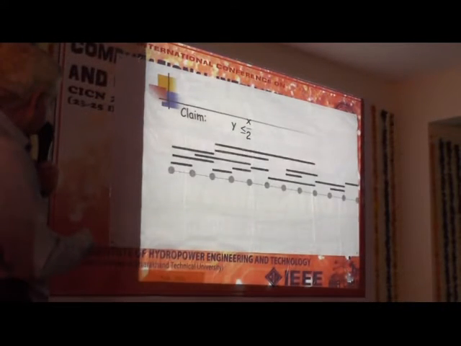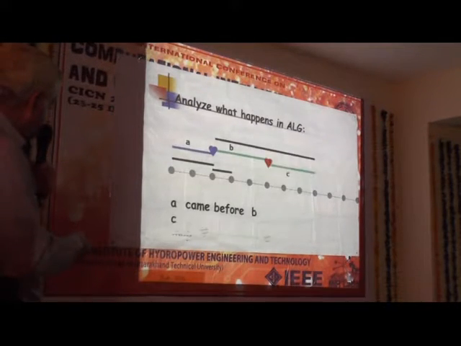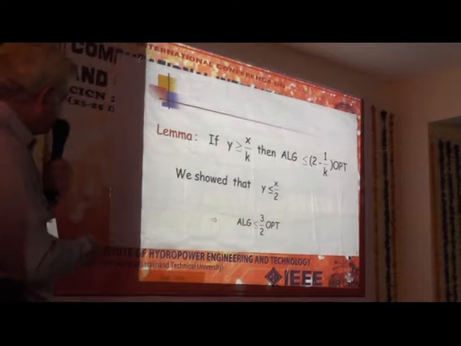Now, without getting into the proofs here, I want to skip the proof. This is the lemma that I just said. If the algorithm is saving at least X over K, 1 over K of what the optimum is saving, then its performance is like this. Now, it is shown on the slides if you go over them, we can show that the algorithm is saving Y, which should be at least X over 2. So the algorithm is saving at least X over 2.